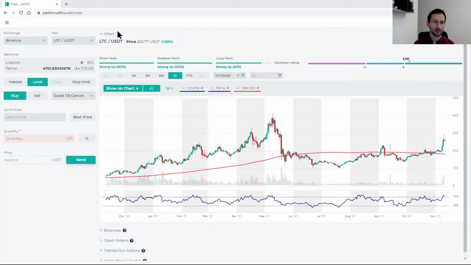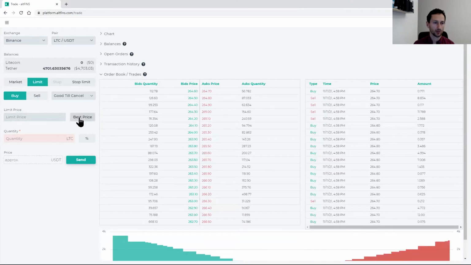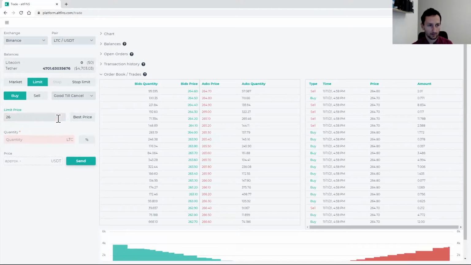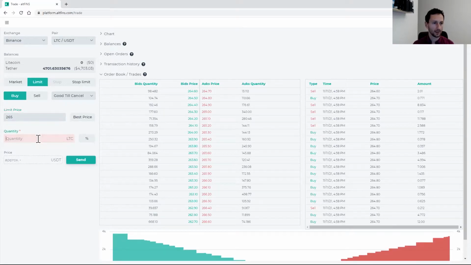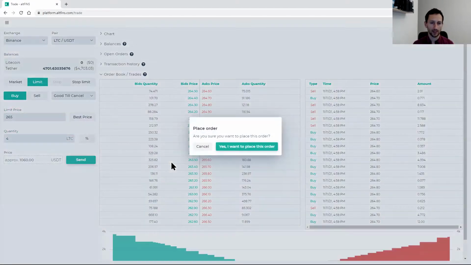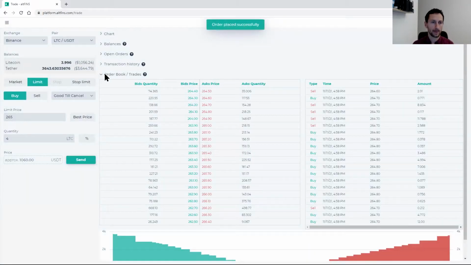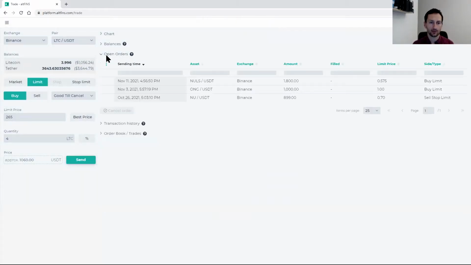So let's go ahead and place this trade as well. Okay, we have an order book here. I'm going to make it a little higher. And in this case, 4 units would add up to about $1,000 worth. And that order has gone through.